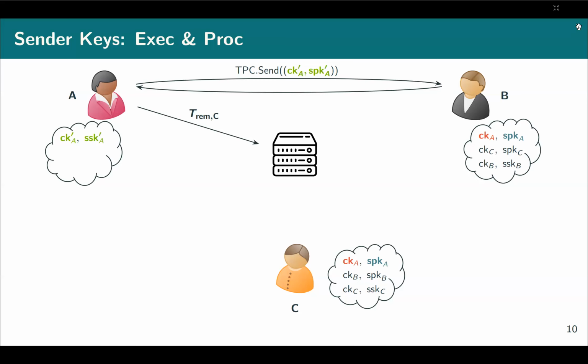And this is what she does. And she generates a new chain key and a new signature key. And these are sent to Bob over the two-party channel. Remember that we said that we had a two-party channel running between all users, right?